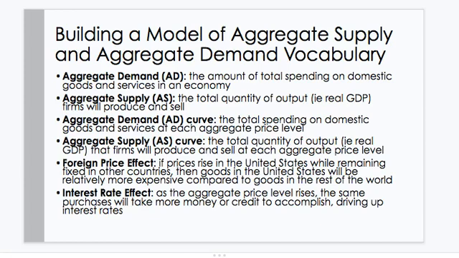Foreign price effect. If prices rise in the United States while remaining fixed in other countries, then goods in the United States will be relatively more expensive to goods in the rest of the world. Interest rate effect. As the aggregate price level rises, the same purchases will take more money or credit to accomplish, driving up interest rates.